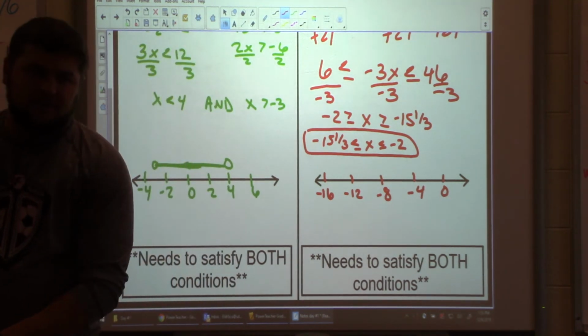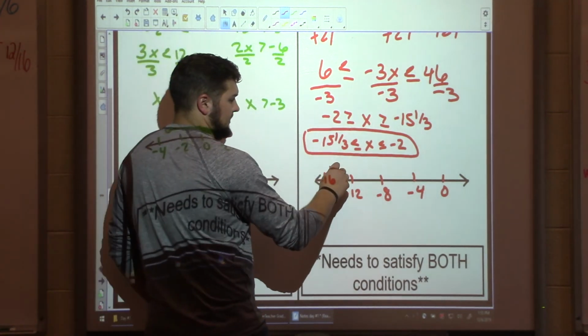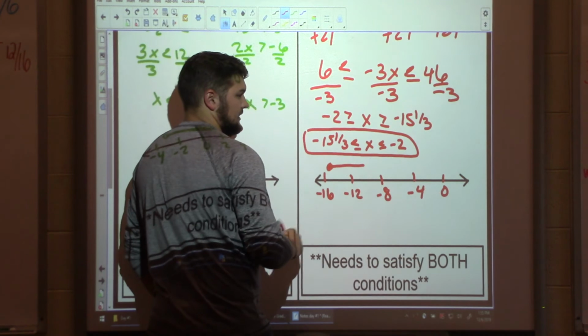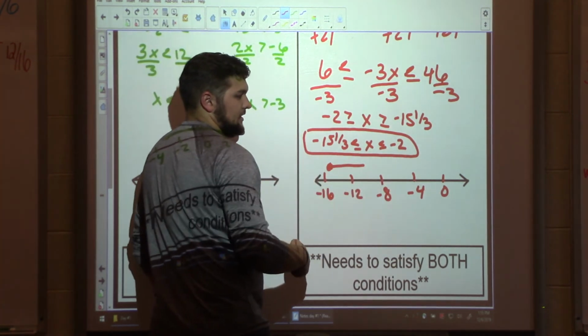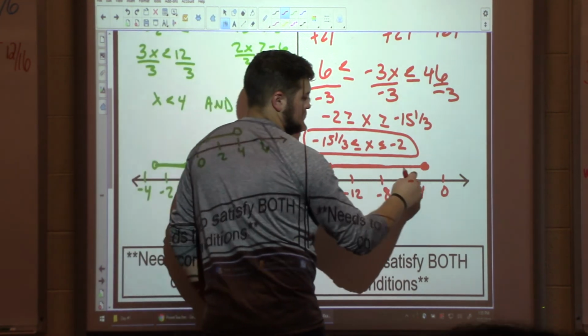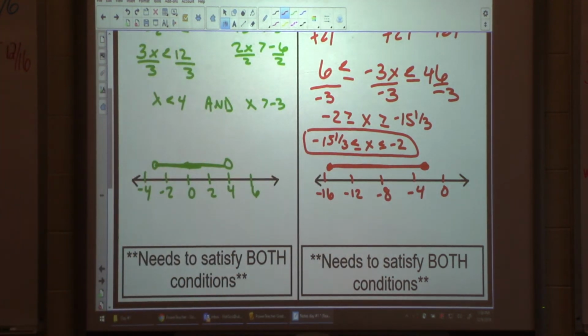At negative 15 and 1/3, what type of circle am I going to make? Closed. Remember we said it's kind of like an estimate, so probably right about there. And I'm going to the right. At negative 2, what type of circle am I going to make? Closed. And I'm going to the left. So that is filled in. Remember, I'm filling in between my 2 endpoints. Your 2 endpoints must be on your graph.